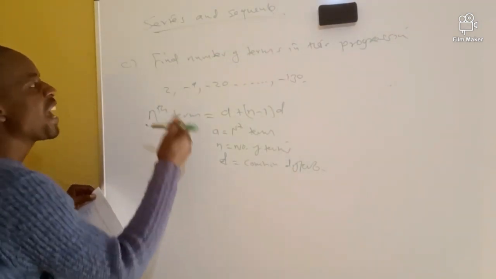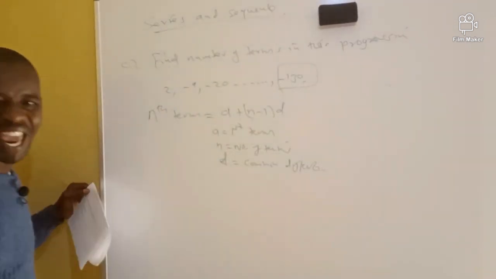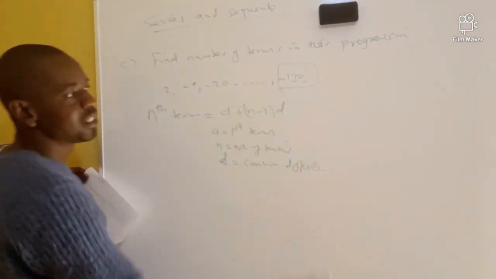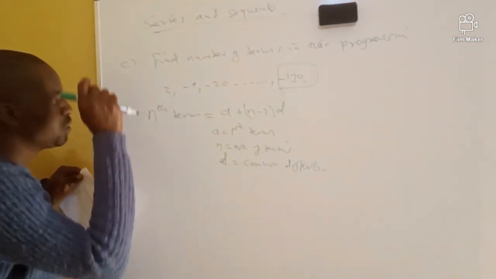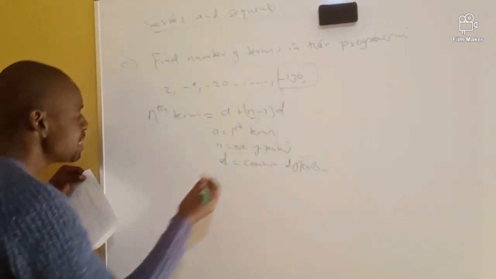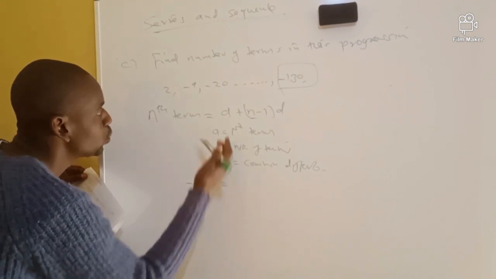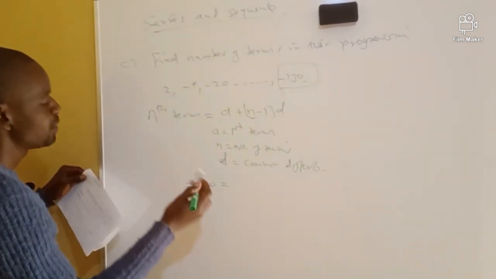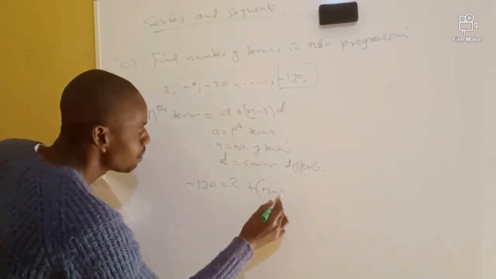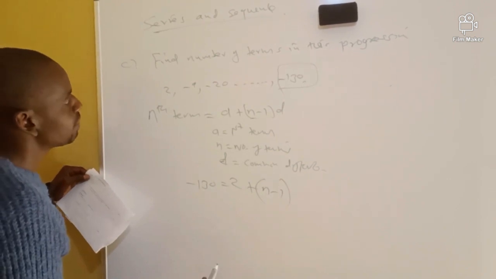For example, our nth term here is negative 130. The last one is the nth term that we want to use. But what you are asked to get is the number of terms, which is n. So just equate it. Substitute: negative 130 is equal to A, our first term, which is 2, plus the number of terms we want to get, n, minus 1, times the common difference, which is negative 11.